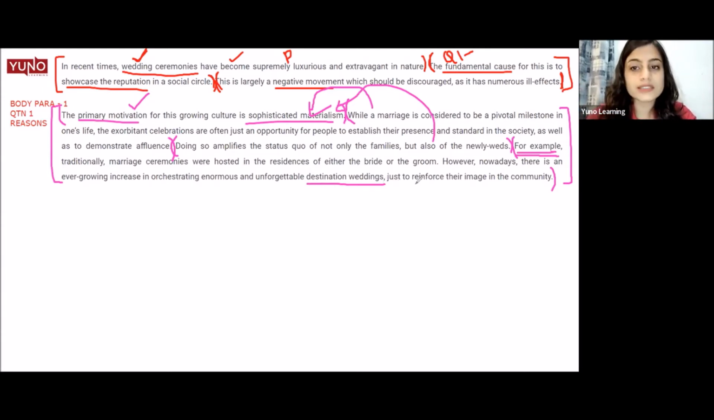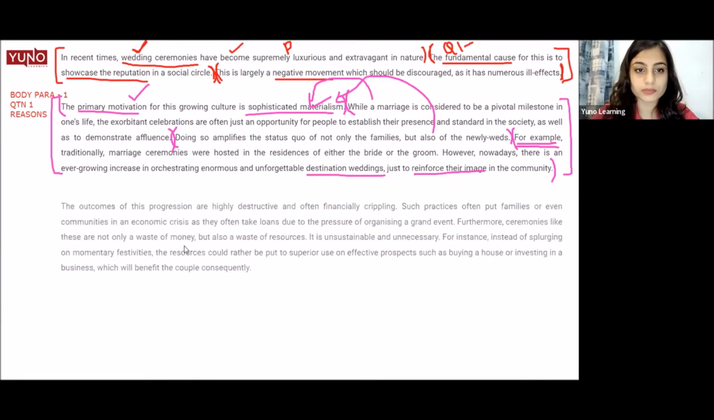And all of this is done just to reinforce the image, to showcase that, okay, I can conduct a wedding or I can organize a wedding better than you or better than anybody else in the community. So there's also a sense of competition to show the social status and the hierarchy of the person, right? So this is only talking about the reasons, the causes, the motivation to have a big wedding. It's only talking about that. All right. Now let's move on and read the second body paragraph.